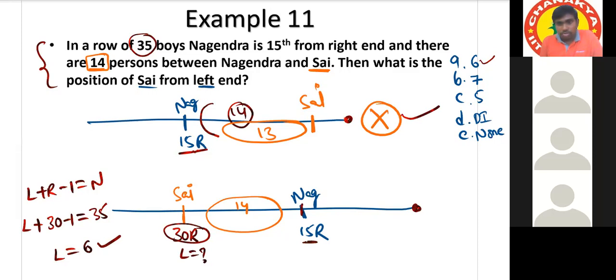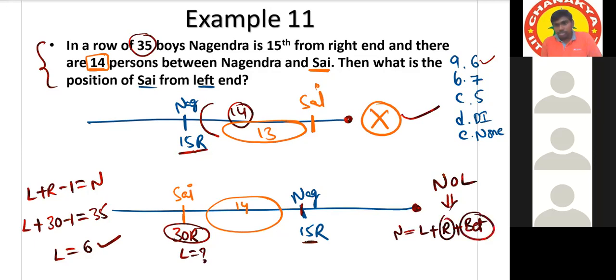So there is no overlap case, simply non-overlap only. In case of non-overlap, the number of persons is left position plus right position plus between, right? This is what you are mentioning, correct? Yes, sir. So you know between and the right position, you need to find the left position. You'll get the same answer.